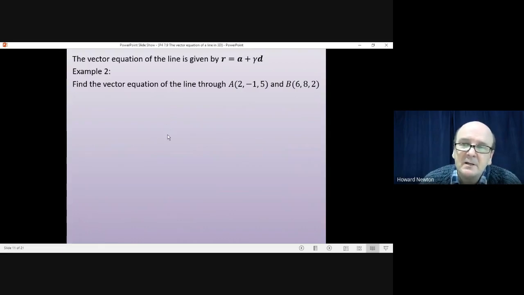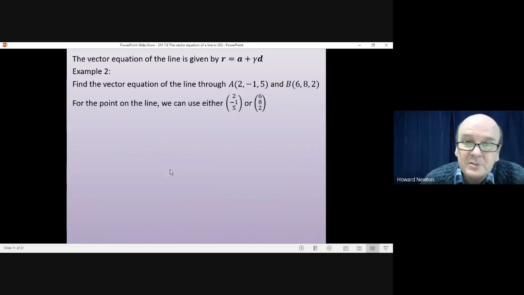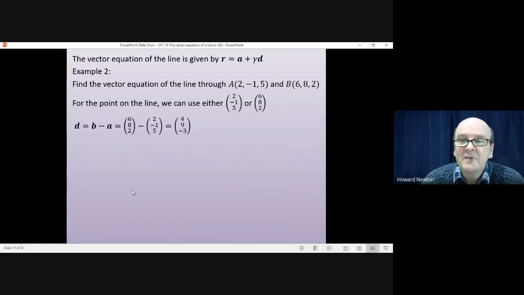Okay, let's have a look. So for the point on the line, we can use either of the 2 points we're given. I'm going to choose to use the first point. And then to find the direction of the line, the easiest way is to do the position vector of B, take away the position vector of A. And that'll give us the vector AB, which is (4, 9, -3).